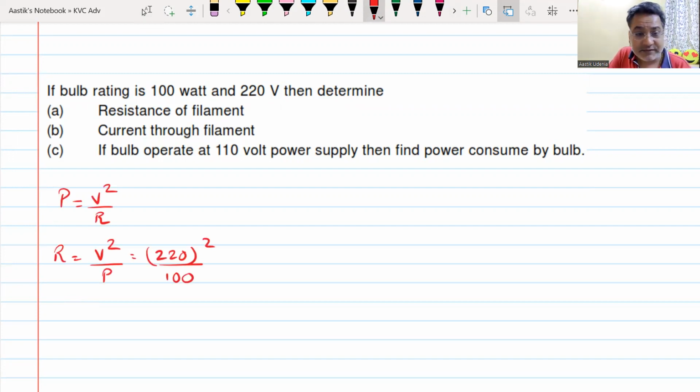Do we understand this? And remember, this resistance remains constant for the bulb. Yes or no? Yes, sir. To find out the current through the bulb, you just divide the power by the voltage of the bulb. Yes or no? Yes, sir. So the power is 100 divided by 220. That will give you the current of the bulb. Yes or no?